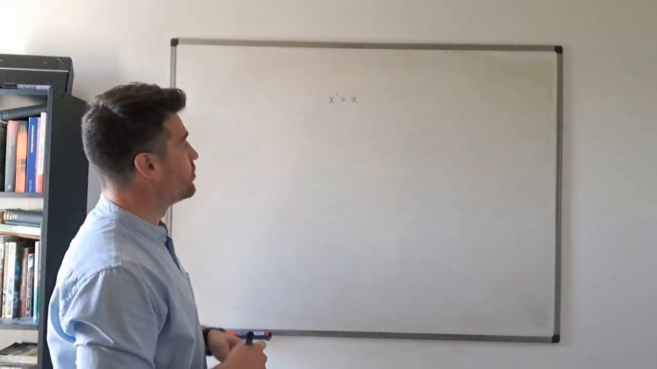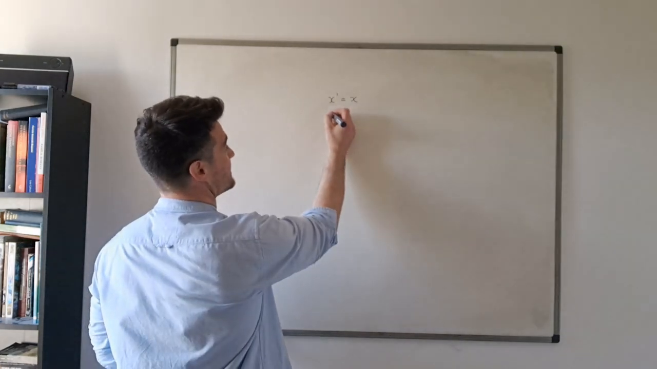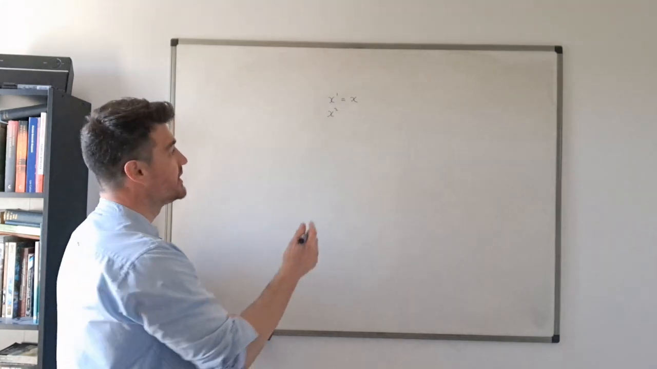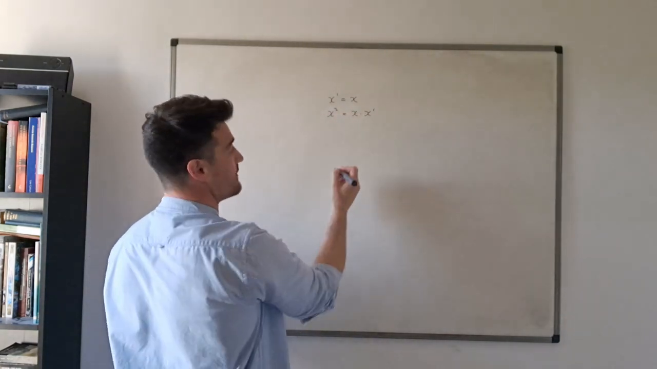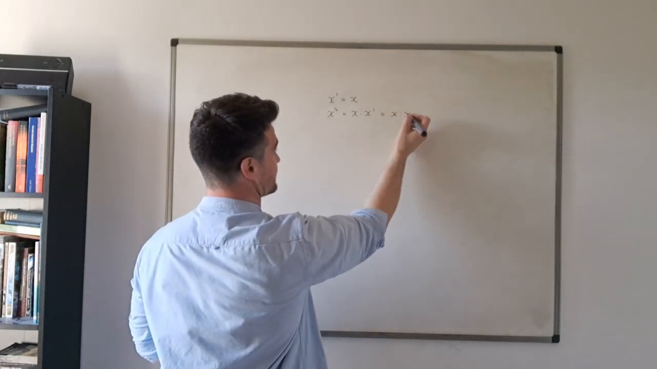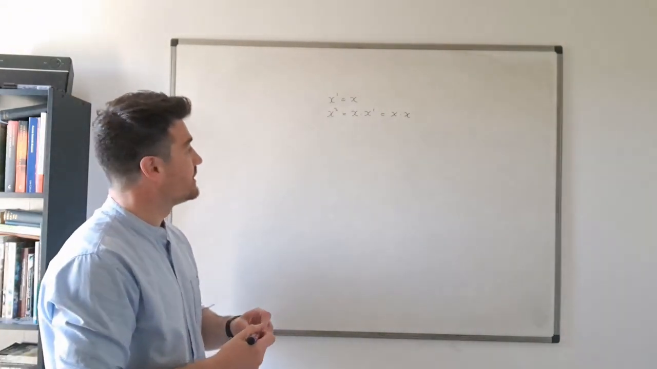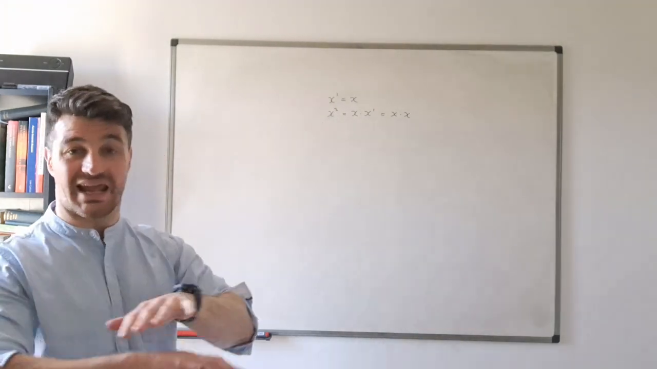So once I've got this, then I can start to build on this, and I can start thinking about, well, what do I mean by this symbol, x squared? Well, by this symbol, I mean x times x to the power of 1, which of course is x times x.